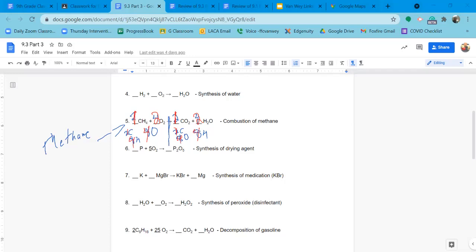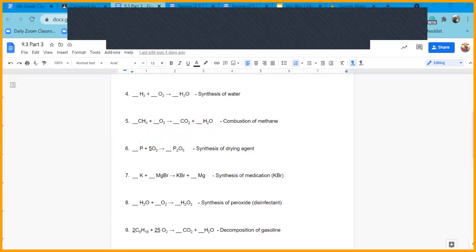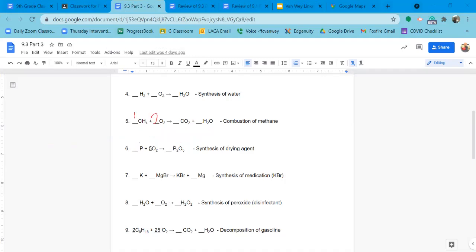So I just simplified everything. I divided everything by 2. I divided it in half. So then I have one CH4 plus two O2 yields one CO2 plus two H2O. That's the balanced equation of the combustion of methane.